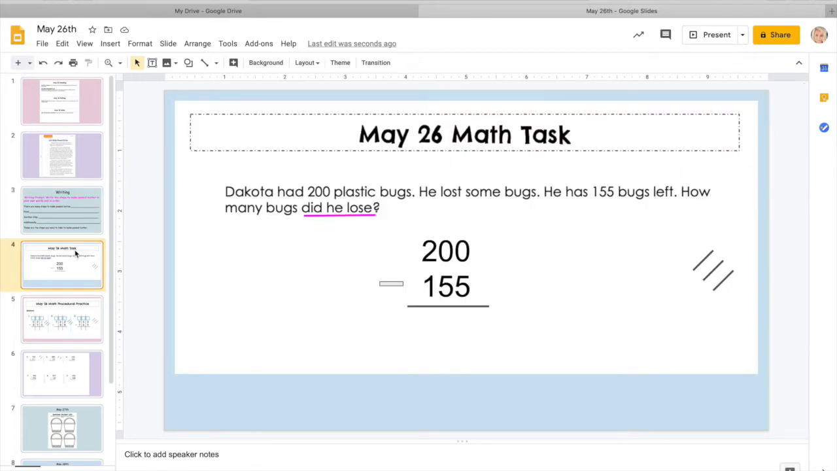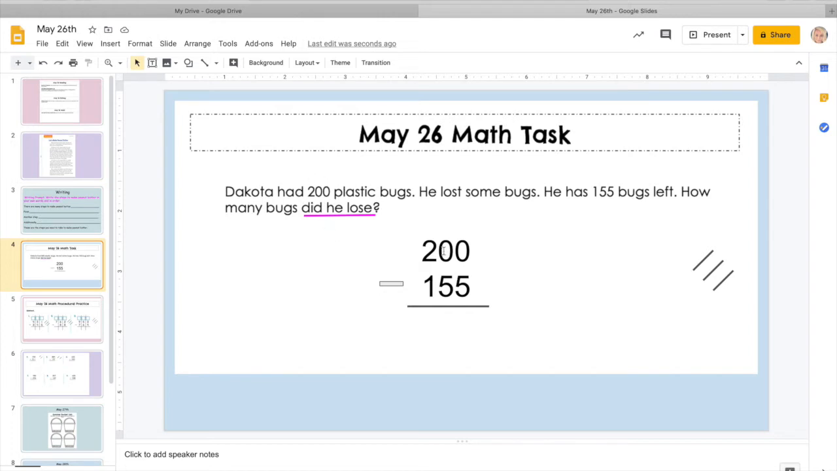And we are going to move on to math now, where we're going to start with our math task, and we have a word problem. Dakota had 200 plastic bugs. He lost some bugs. He has 155 bugs left. How many bugs did he lose? Well, as you can see, we have 200. He started with 200, and he has 155 left. So in order to find out how many bugs he lost, we're going to need to subtract how many he has left from the total amount he had initially.